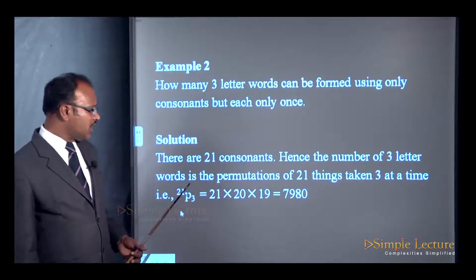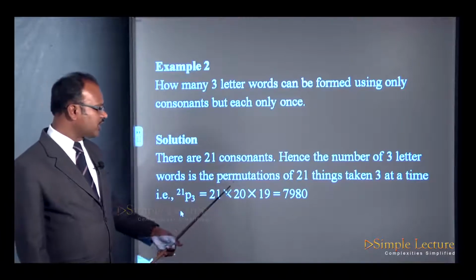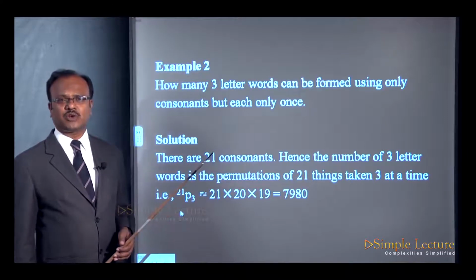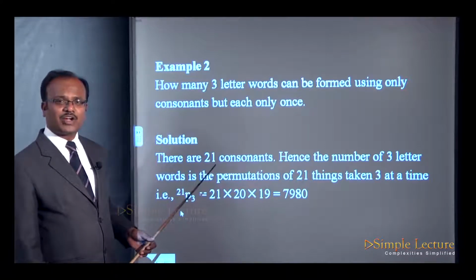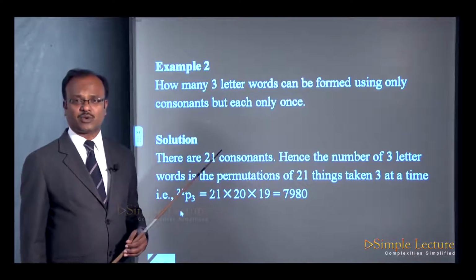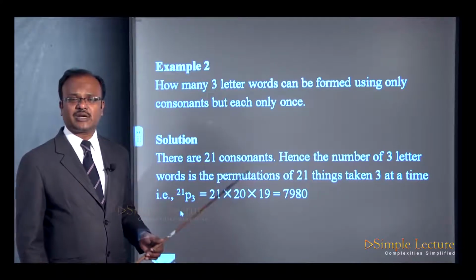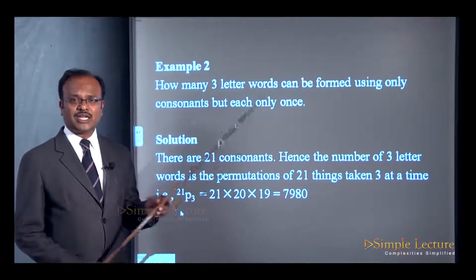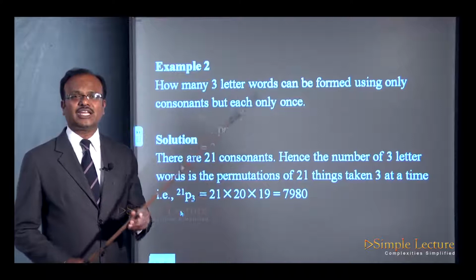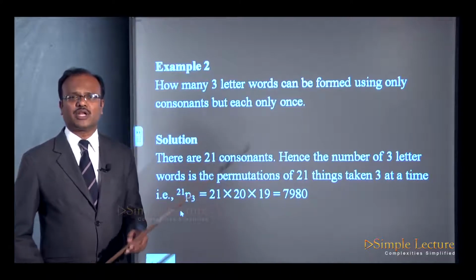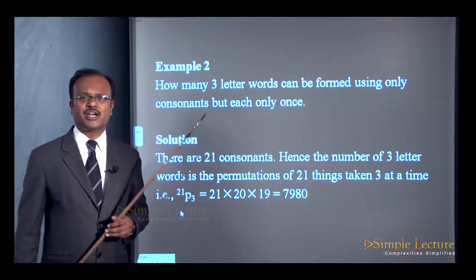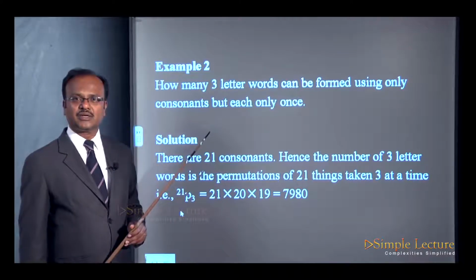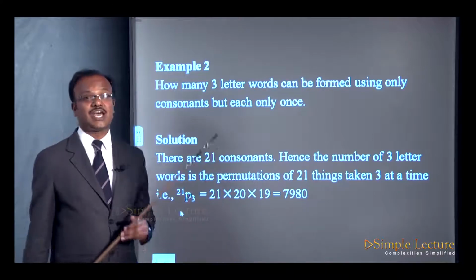So, therefore, here it can be written as 21 into 20 into 19, this is one way. The other way is to substitute in the factorial notation formula. So, 21 factorial divided by 21 minus 3 factorial. So, 21 factorial divided by 18 factorial. So, 21 into 20 into 19 into 18 factorial divided by 18 factorial. Both 18 factorial in numerator and denominator get cancelled. So, you are left with 21 into 20 into 19, which is equal to 7980.